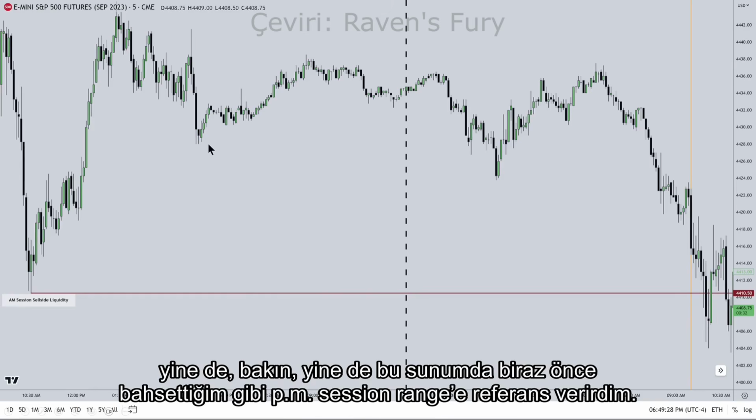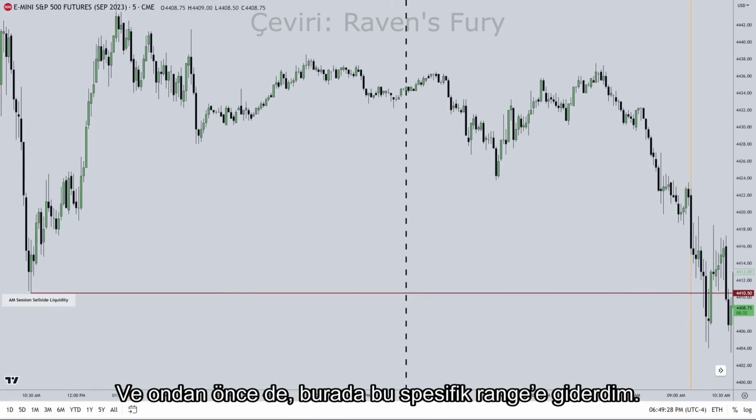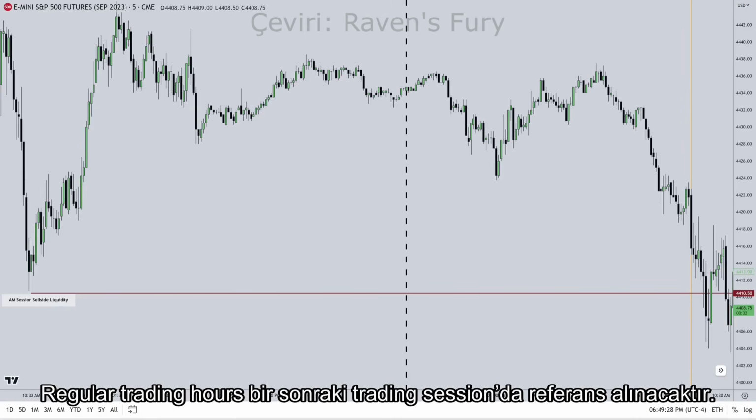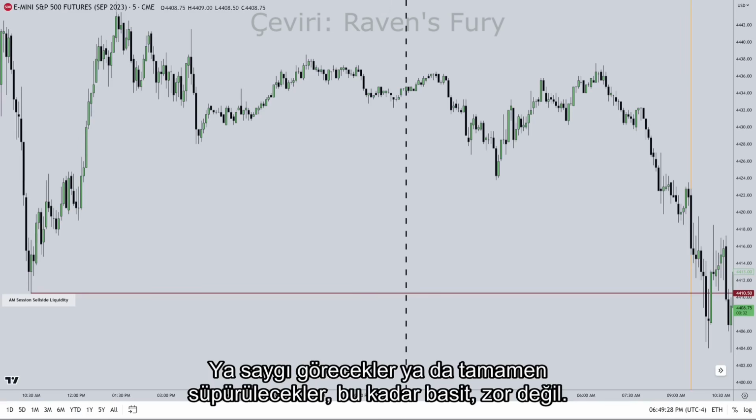refer to the PM session range, as I mentioned a little bit ago in this presentation tonight. And before that one, I would go to this specific range here. It's a specific time. I don't care about overnight highs and lows. I'm looking at very specific regular trading hours. Regular trading hours is going to be referred to in the next trading session. They're either going to be respected or blown out. It's simple. That's not hard.